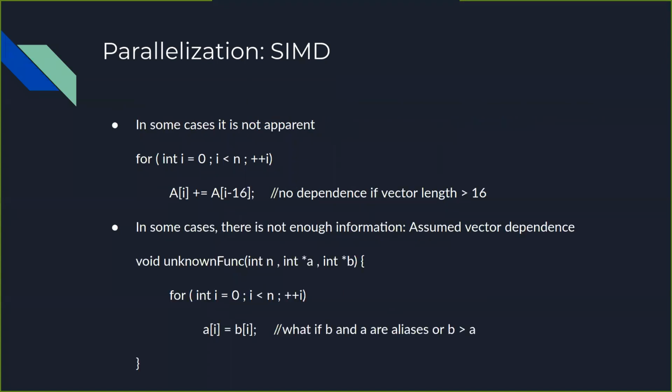In some cases, it is not apparent. For example, in this case, if the vector length is less than 16, this is a non-trivial case. Similarly in this case, if A and B are pointers, A and B can be aliases of each other, or the sizes of both can be different from each other. In both these cases, the compiler will not vectorize your code.